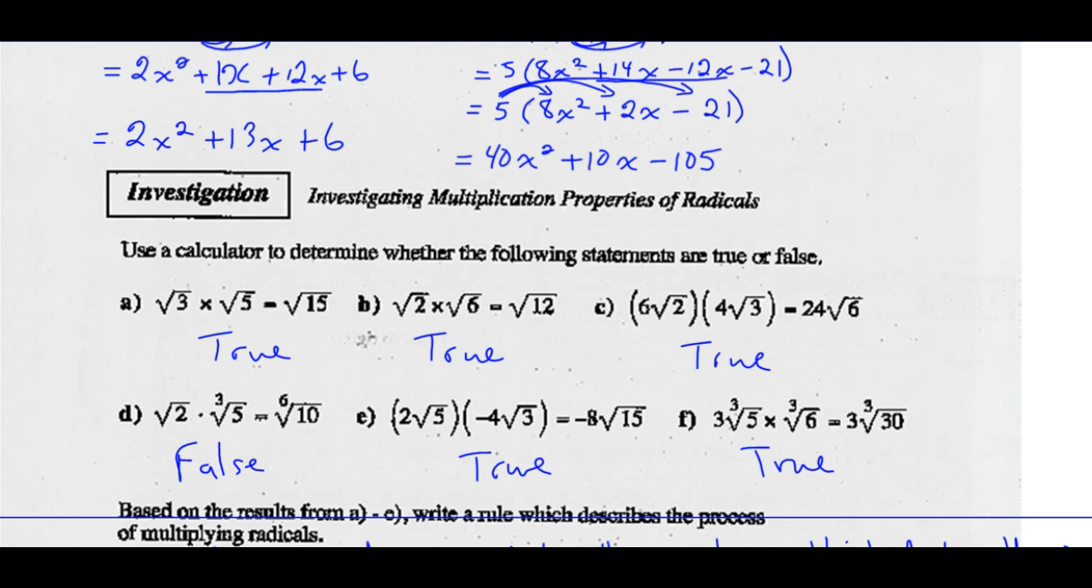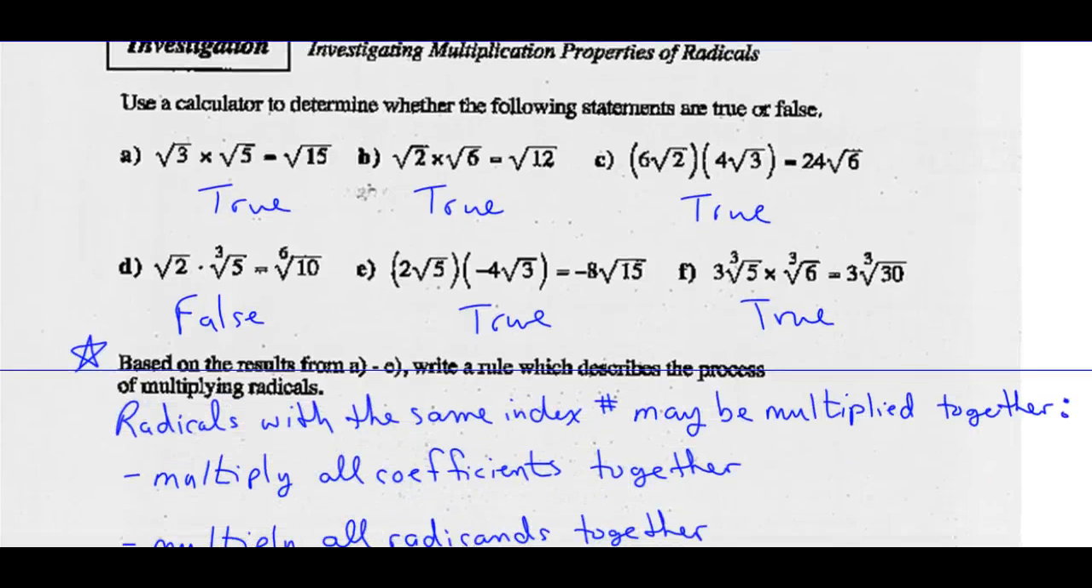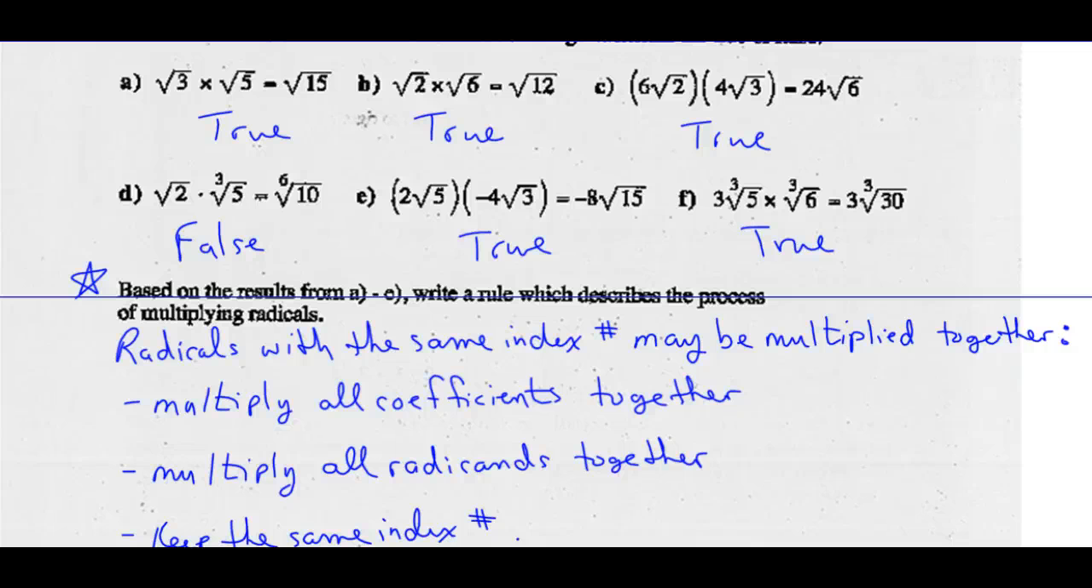So based on the results from A through F, write a rule which describes the process of multiplying radicals. So the rule, I would say, is radicals with the same index number may be multiplied together. You're going to multiply all the coefficients together, you're going to multiply all the radicands together, and you're going to keep the same index number. So only radicals with the same index number can be multiplied together. We multiply the coefficients, we multiply the radicands, and we keep that index number. All right? Great.